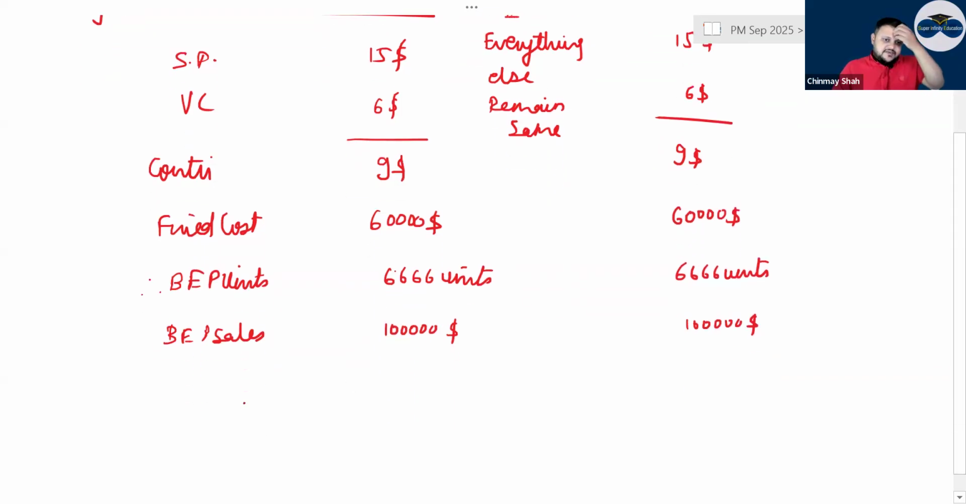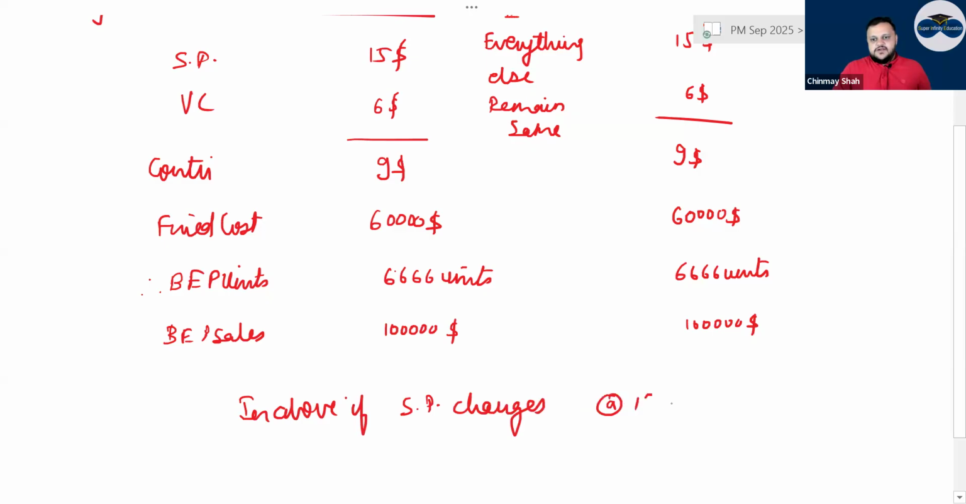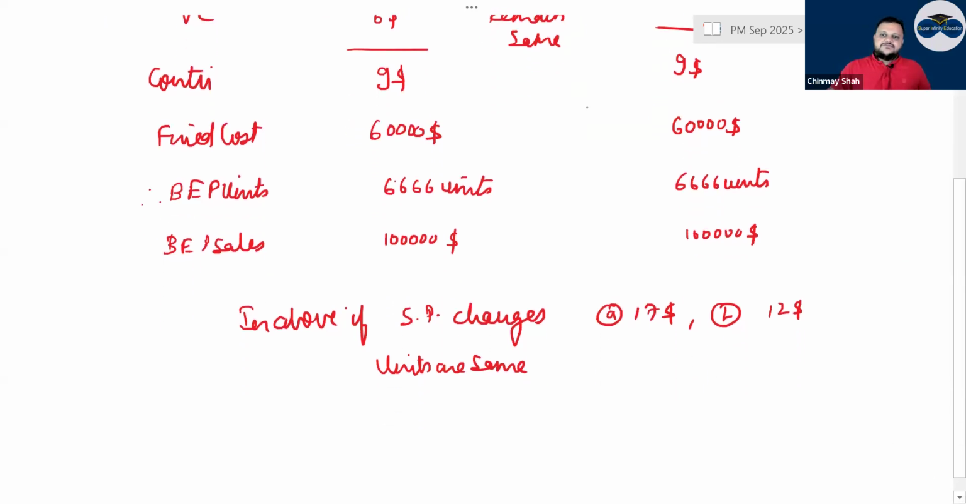Now, in the above, if the selling price changes, either it goes to A, $17, or B, $12. Correct? Can we calculate what will be the impact on BEP? Units are the same. Now, will units have any difference? It makes no difference, right?